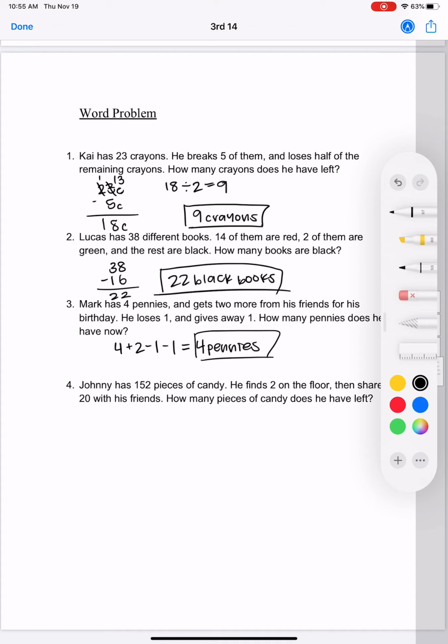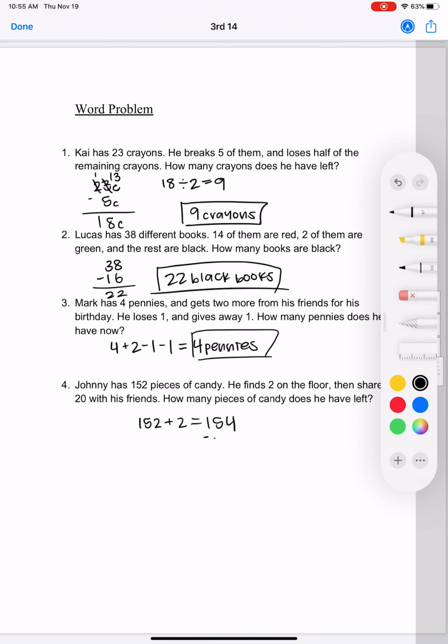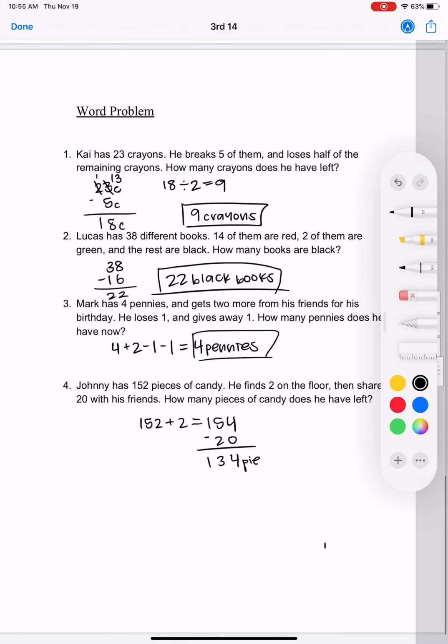Last question. Johnny has 152 pieces of candy. He finds 2 on the floor, then shares 20 with his friends. How many pieces of candy does he have left? So he has 152 originally, and he finds 2 on the floor. So 152 plus 2 equals 154. He then shares 20 with his friends. So subtract 20 from 154. 4 minus 0 is 4. 5 minus 2 is 3. 1 minus nothing is 1. So he has 134 pieces of candy left.